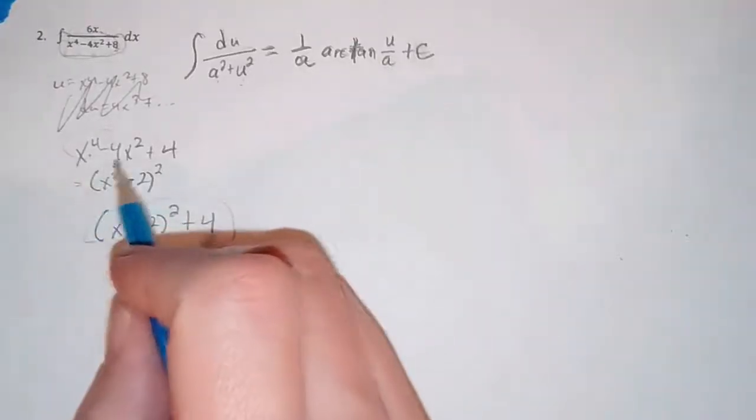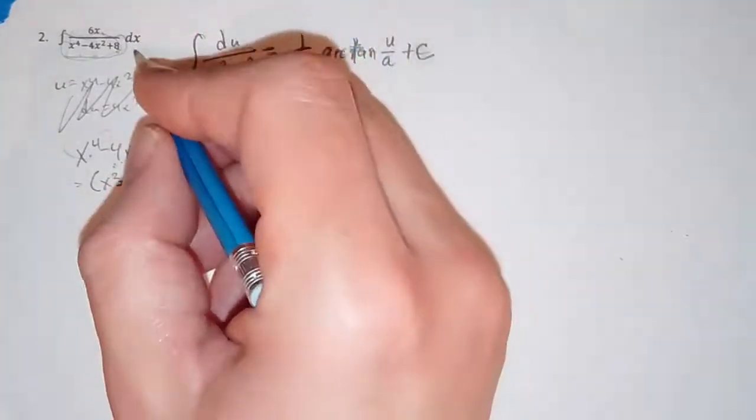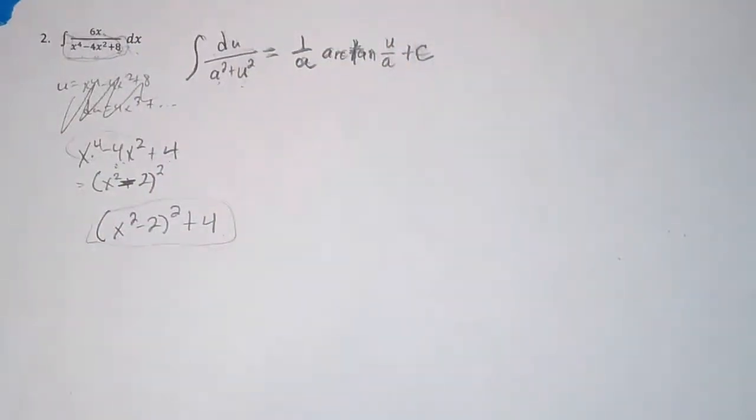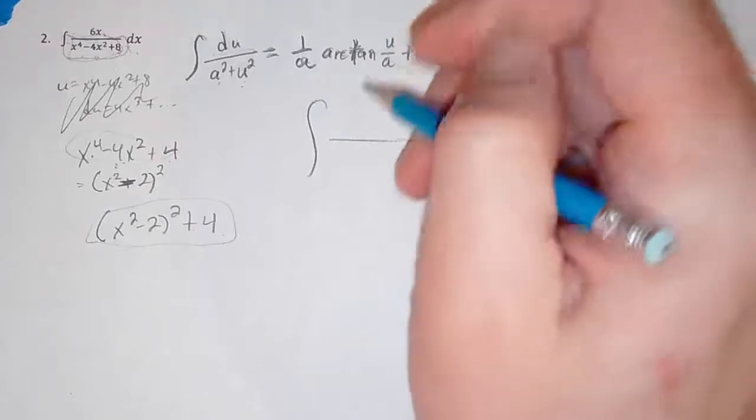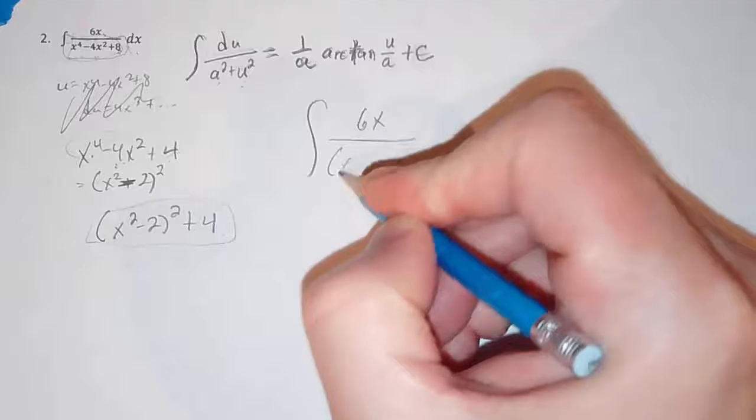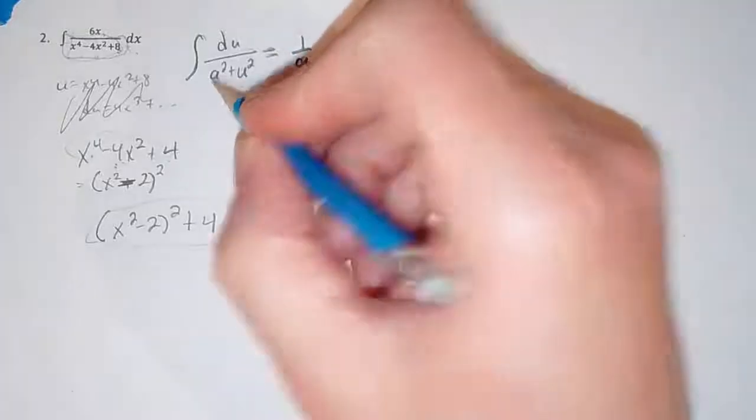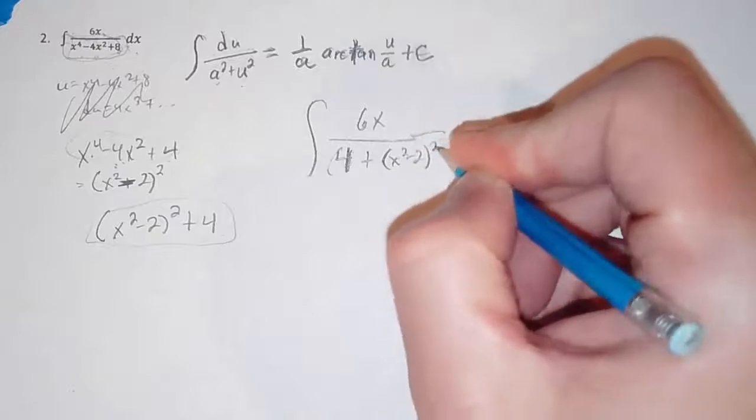This is now the same as the original denominator. This much would give you x to the 4th minus 4x squared plus 4. And by tacking on that plus 4, you're now corresponding perfectly with the original denominator. So let's think of the integral this way. Let's call it 6x over, I'm going to put the 4 first to match the pattern, and then the x squared minus 2 quantity squared second.